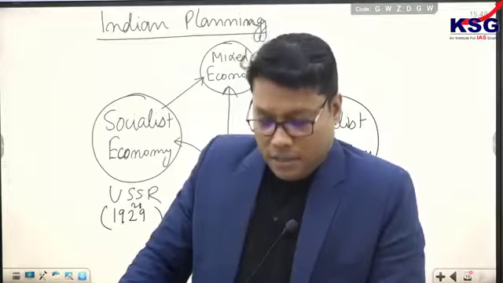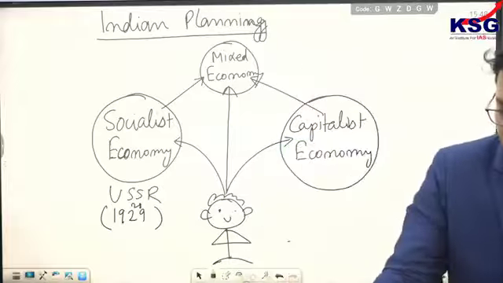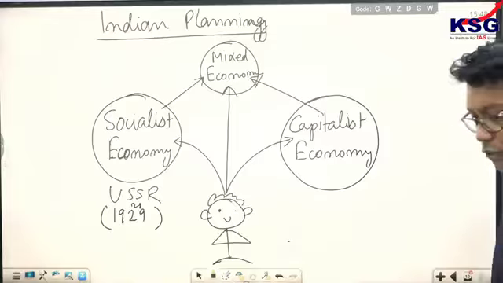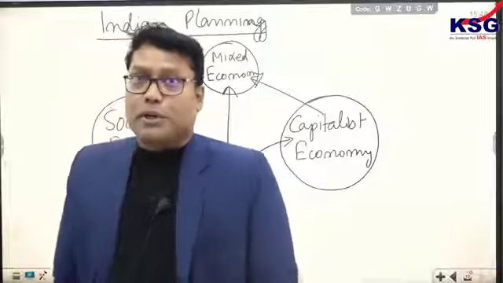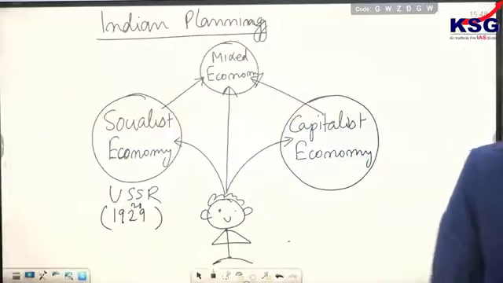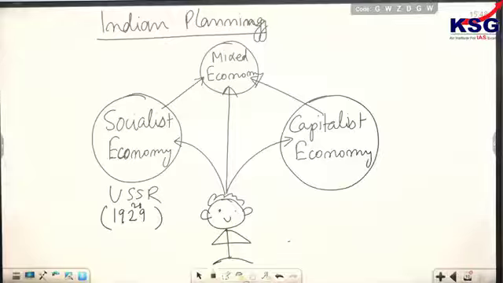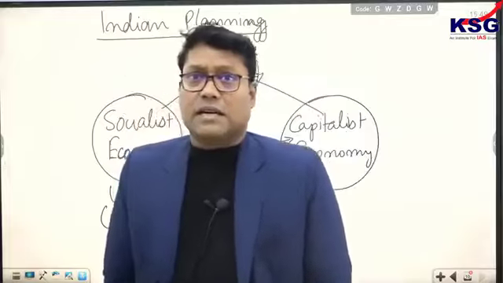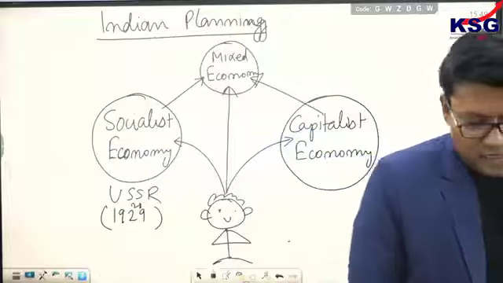Just write: in a capitalist economy, only those goods will be produced that are in demand, that is, goods that can be sold profitably, either in the domestic market or in the international market.